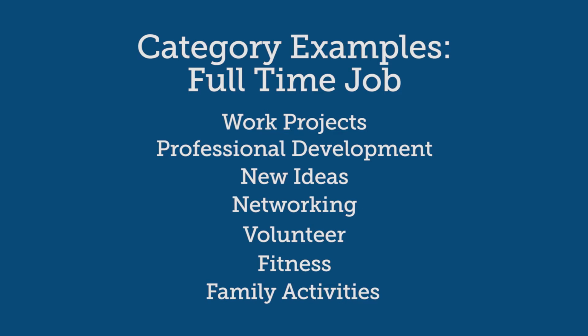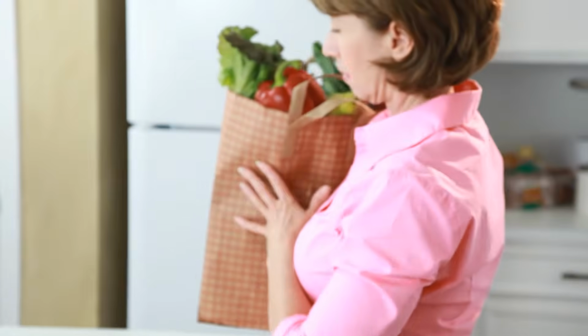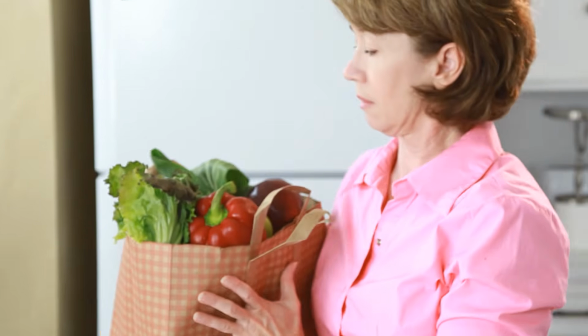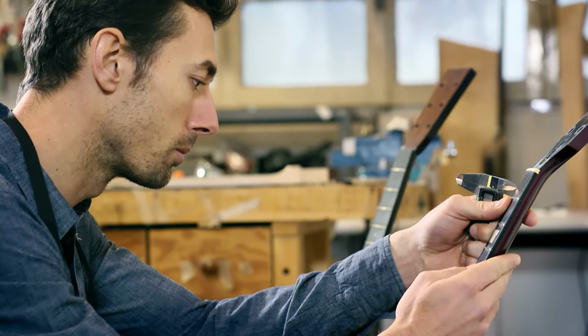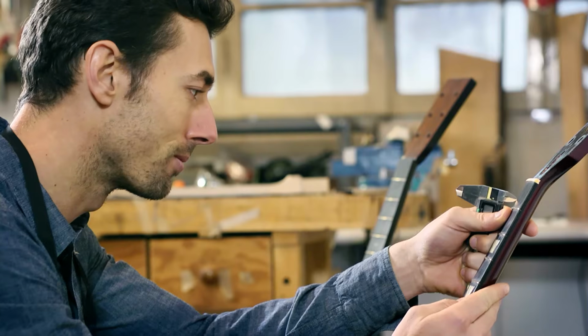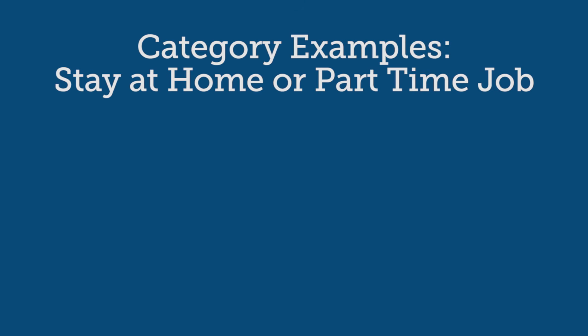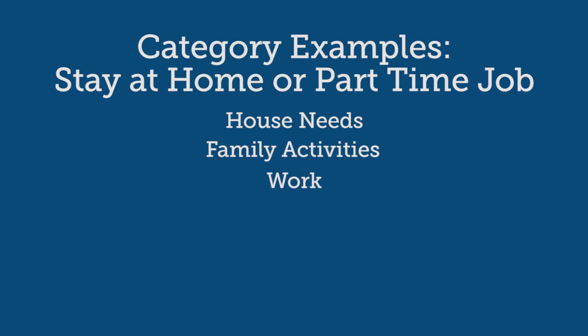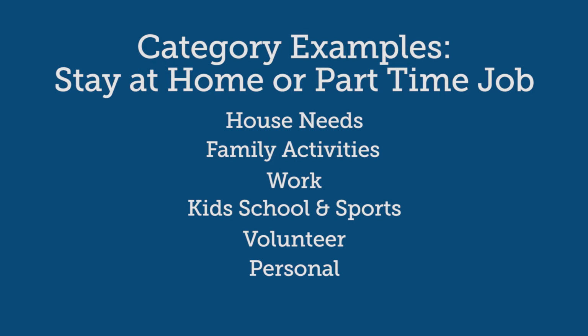While a stay-at-home parent or person with a part-time job could have categories primarily focused around home and family tasks, along with some personal entries. Category examples could be house needs, family activities, work, kids' school and sports, volunteer, personal, and church. These categories are for you to choose, and that fit your career and lifestyle. There is no wrong way to do this.